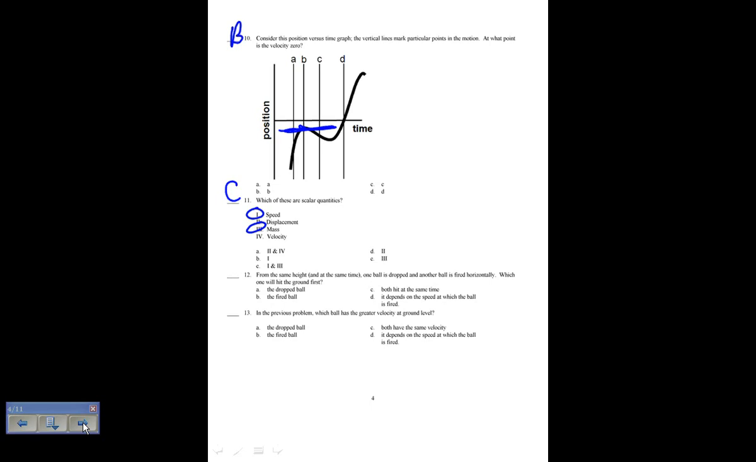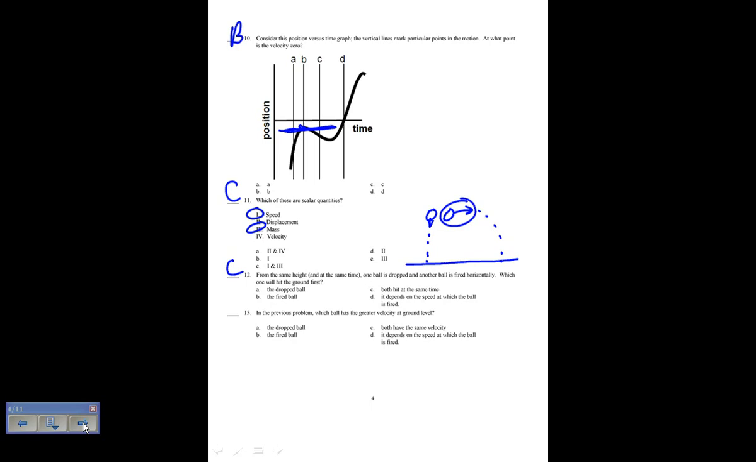From the same height and at the same time, one ball is dropped and another ball is fired horizontally. Which one will hit the ground first? If you have a ball here and here, this one you shoot out, and this one just drops, this one falls in the same amount of time, and they hit at the same time.